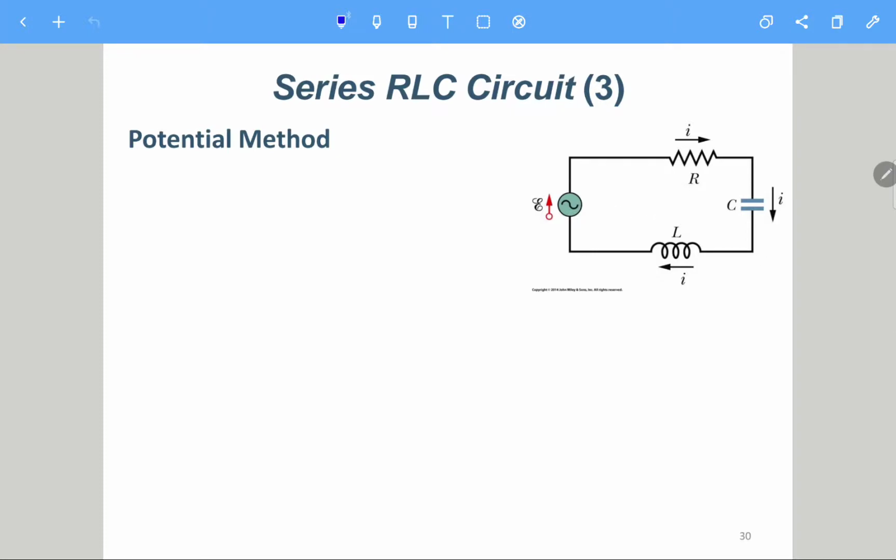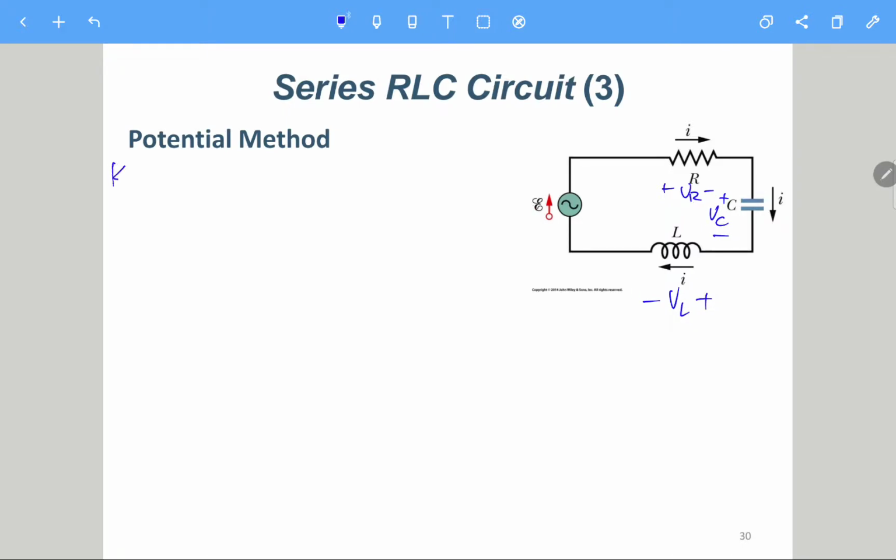But actually I can still repeat the procedure again quickly so that you have one more chance to get used to how to use the potential method to write the equation governing the circuit. So let us define this as VR, this as VC, this as VL.